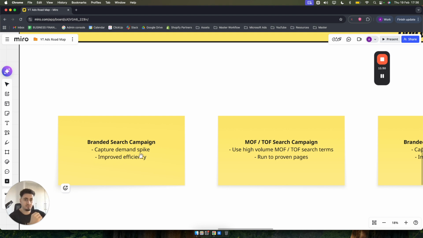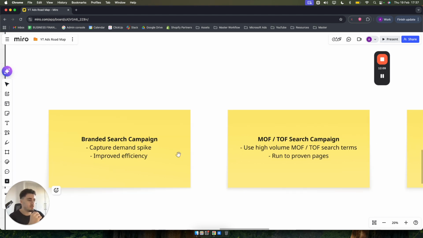So what you're going to do here is capture the demand spike. If you guys are running top of funnel, what does that mean? A lot of people are now aware of your brand. They're going to be searching up your brand, wanting to learn more. So you're going to have a branded search campaign to capture all of that traffic. Because if you don't, I guarantee competitors are going to do that. Because right now we do competitor conquesting campaigns. We literally have search campaigns targeting competitor keywords and we're cleaning up, people that are interested in those guys, right? And this is going to improve overall efficiency.